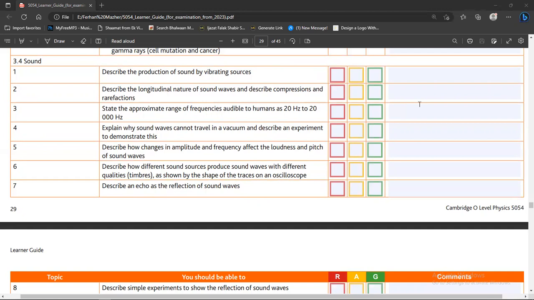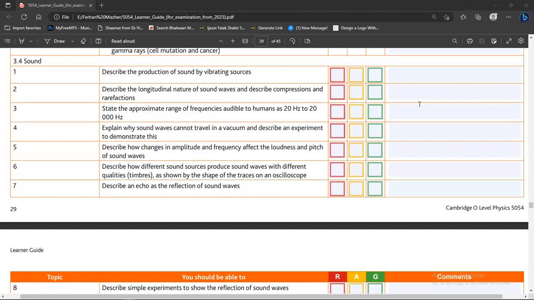Explain why sound waves cannot travel in a vacuum and describe an experiment to demonstrate this. Describe how changes in amplitude and frequency affect the loudness and pitch of sound waves. Describe how different sound sources produce sound waves with different qualities. We also call the quality timbre, as shown by the shape of the traces on an oscilloscope.